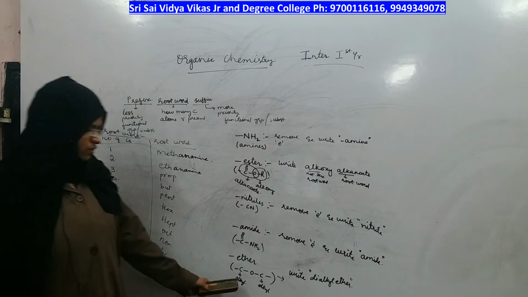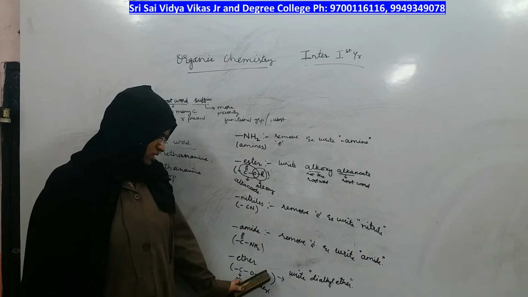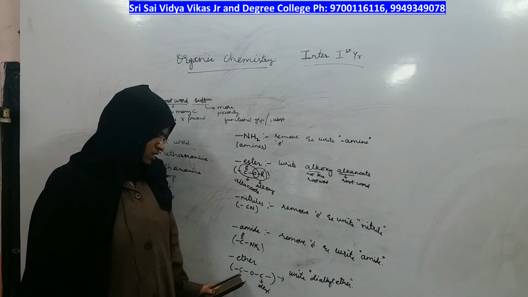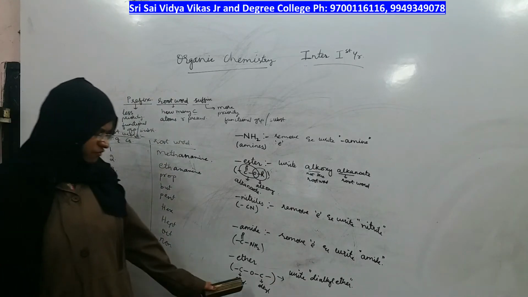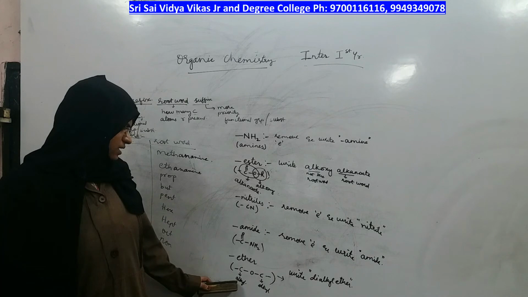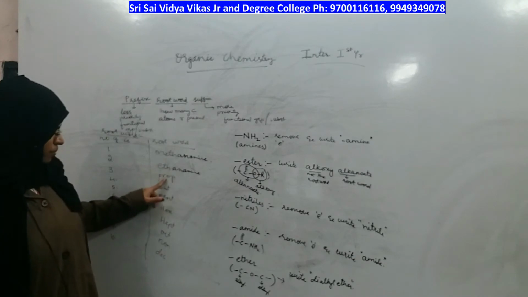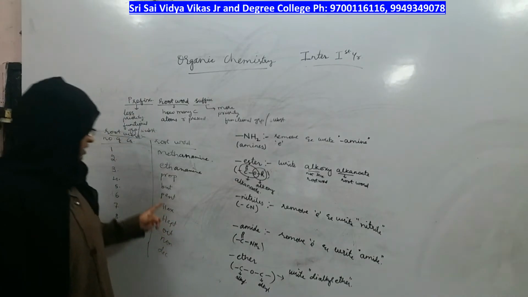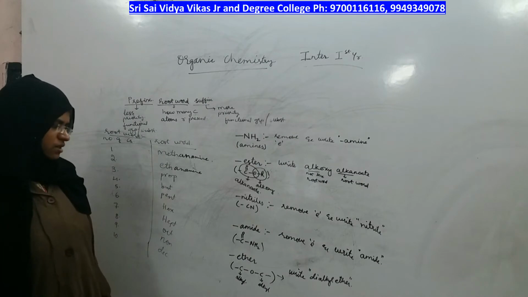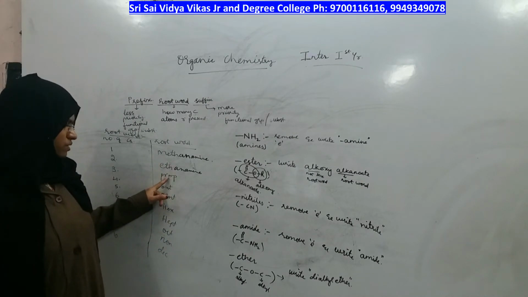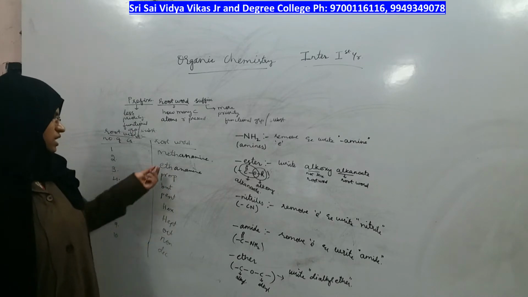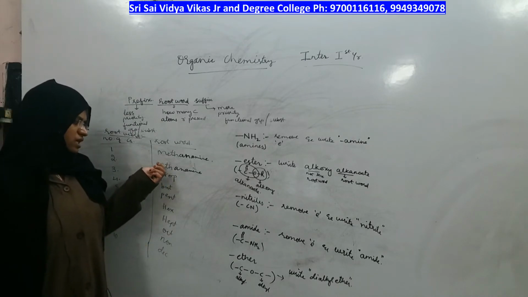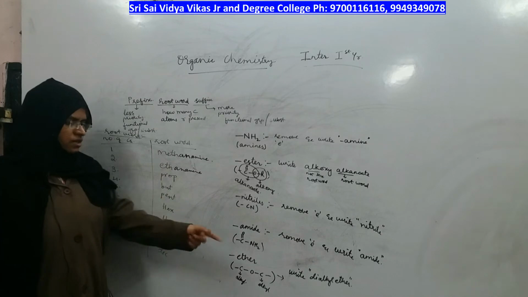If this is CH3 and this is also CH3, you should write dimethyl ether. Sometimes you can have different alkyl groups. Here the alkyl group can be say prop, here say eth. Follow alphabetical order. E comes first, so ethyl propyl ether.